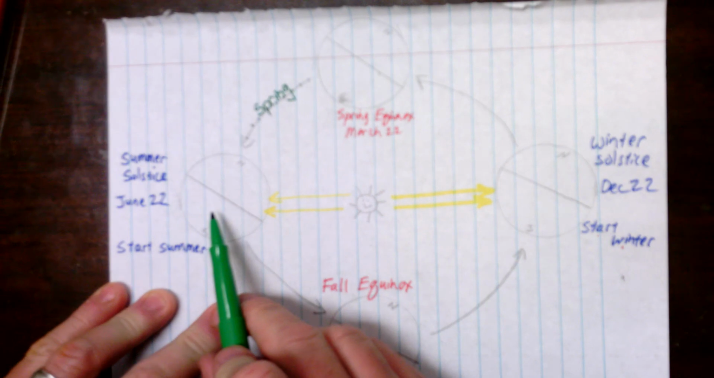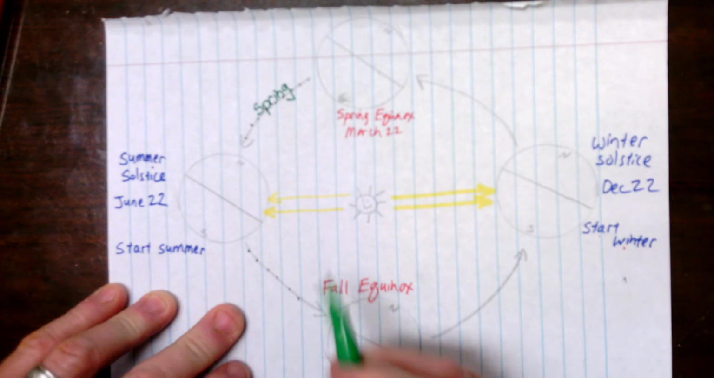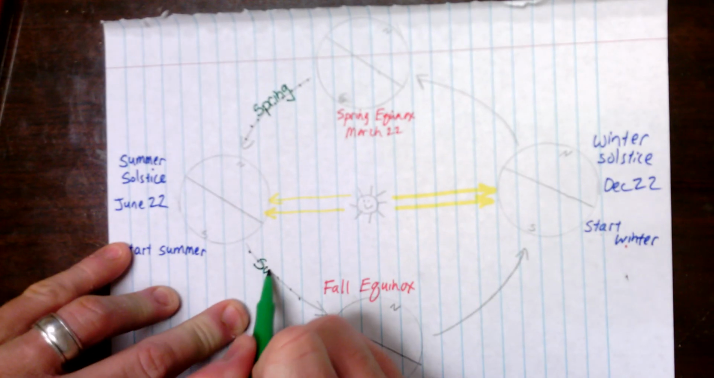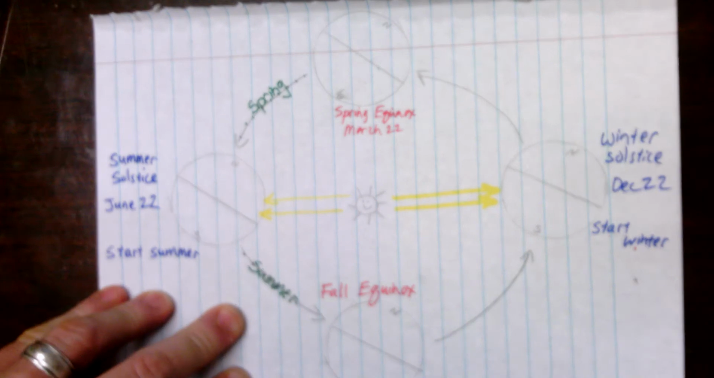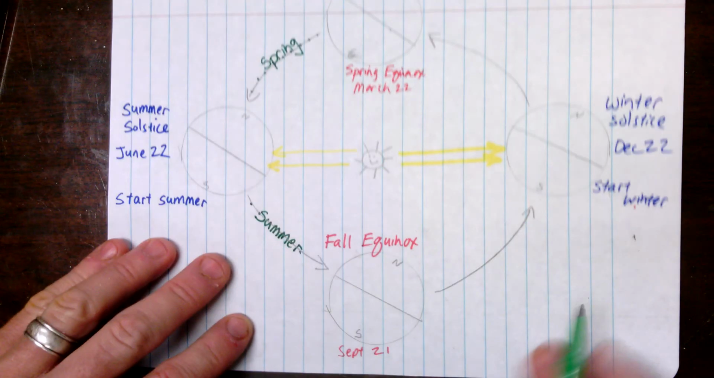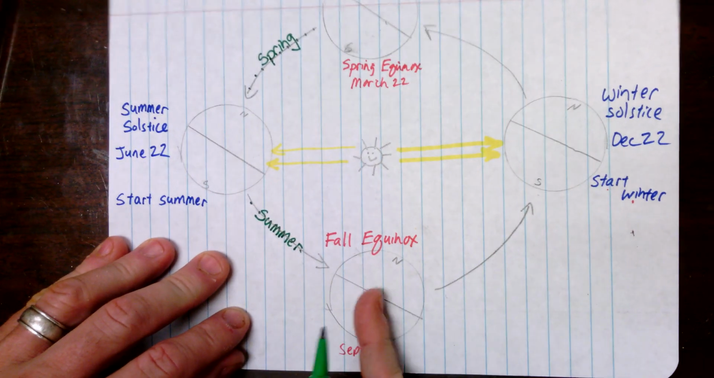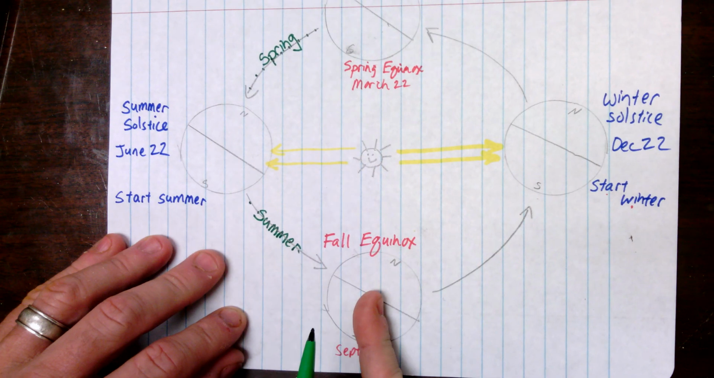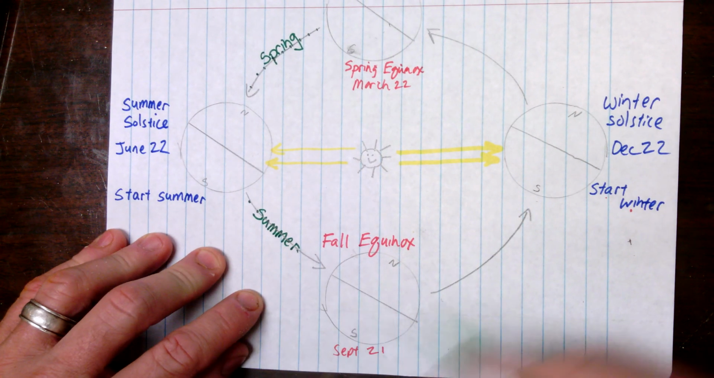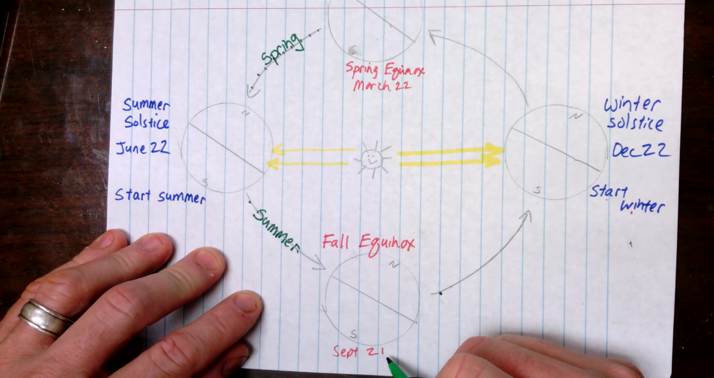Well, here we start summer. And every day along this path, we will be summer until we get to about September 21st. And at this one particular day, when both hemispheres get the same light, now we start fall. And every day, September 22nd will be fall.